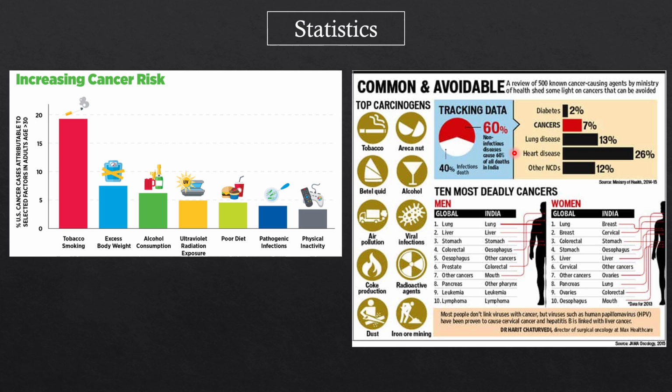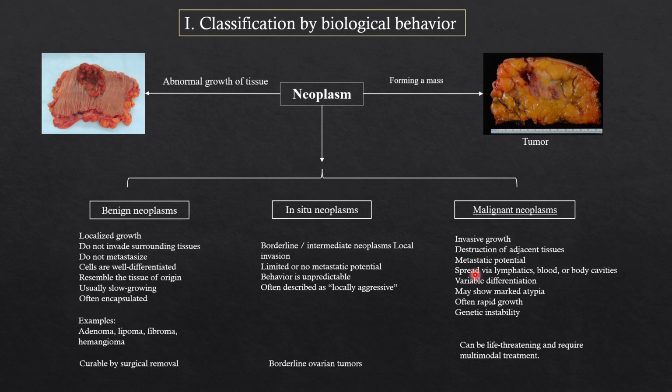Looking at the statistics, diabetes is 2%, whereas cancers are responsible for 7% of all global deaths and diseases. Others you can check in this graph, where lung disease, heart disease, and other non-communicable diseases contribute to the risk. The top 10 most deadly cancers: lung cancer is prevalent in both men and women globally and in India, whereas in Indian women breast cancer is more prevalent, and there are other types of cancers which you can see in these graphs.